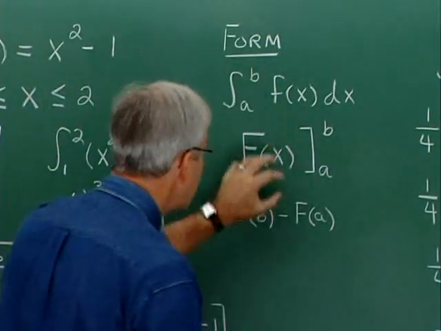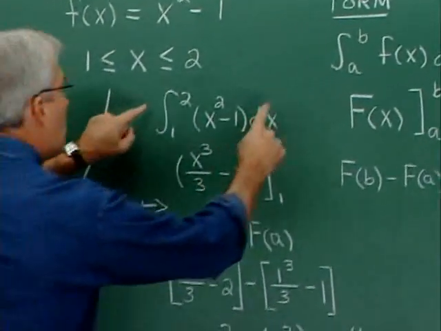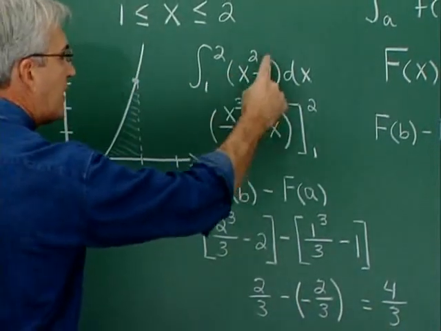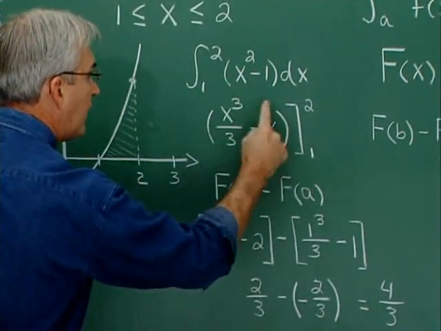So let's use this form on this problem. Here we go. We have this. Now we find the integral function associated with this, and here's that integral function.